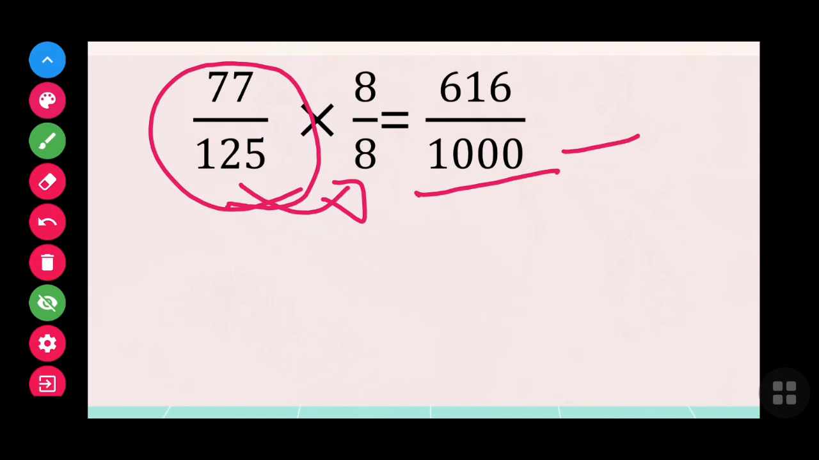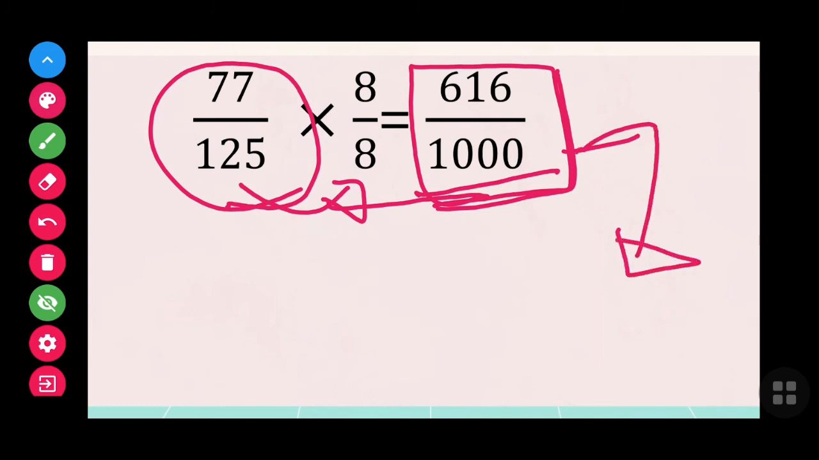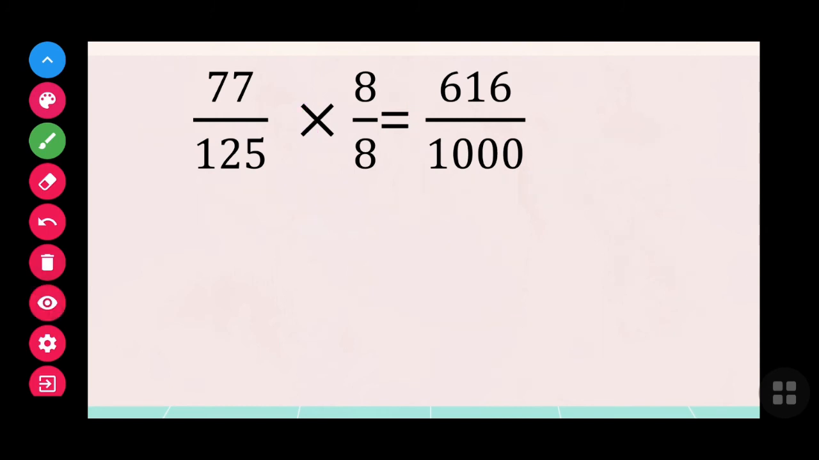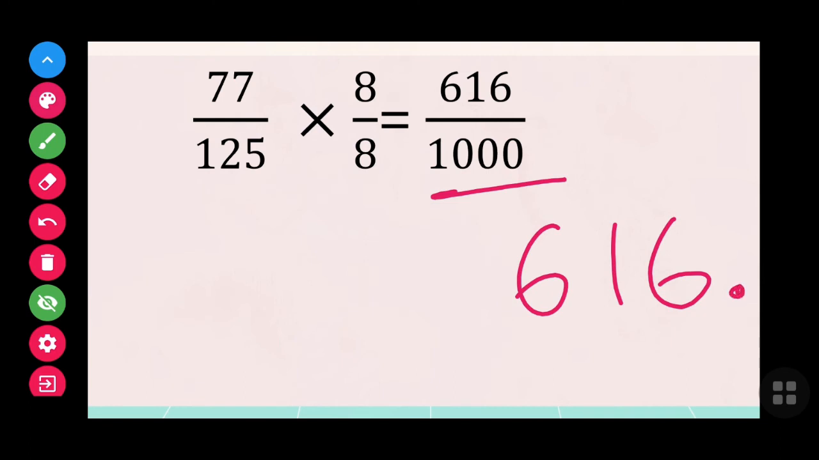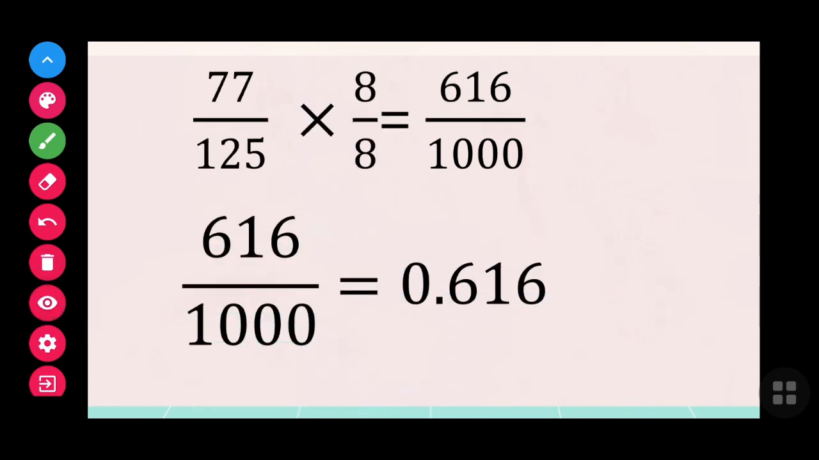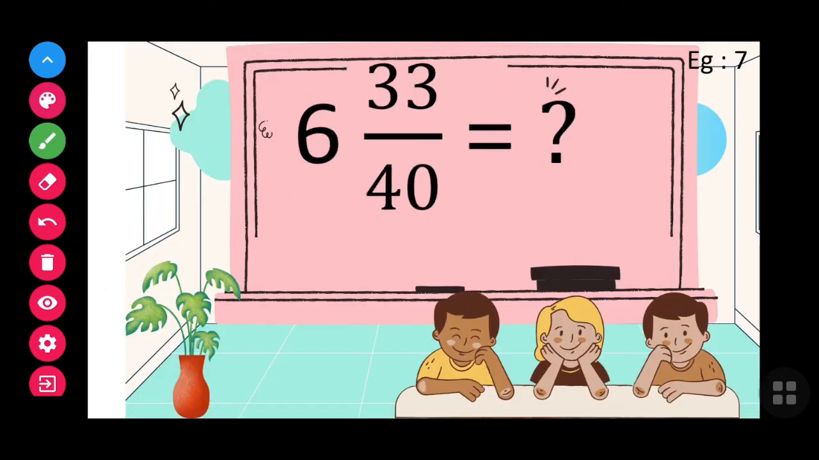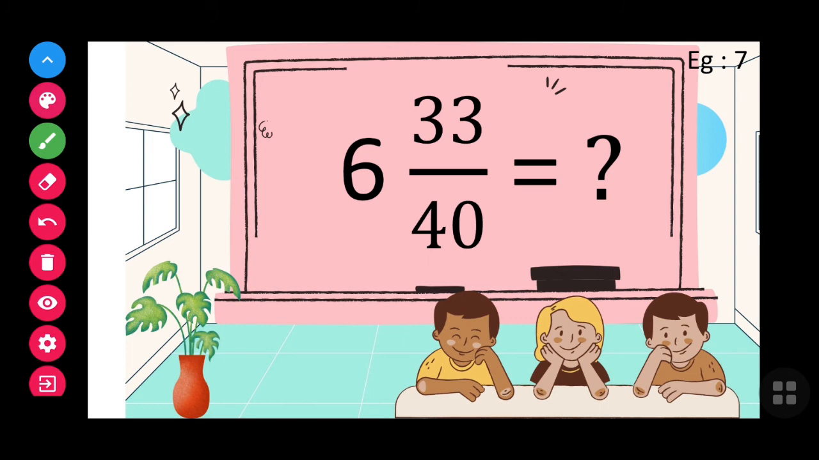Now we have the answer. So 77 over 125, when we multiply it by 8, we get 616 over 1000. Now we have to convert this fraction into a decimal. We write that number as it is, that is 616. Now check the number of zeros. 1000 has 3 zeros. So the decimal point at the end will shift 3 places forward and place itself here. So the answer will be 616 over 1000 equals 0.616.